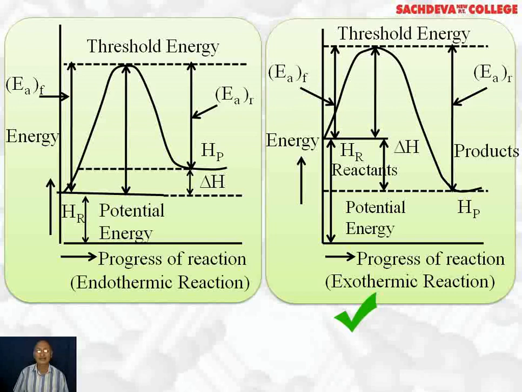The second diagram we have shown you is for exothermic reaction. Now why is it an exothermic reaction? Because HP is less than HR. EAF is activation energy for forward reaction. EAR is activation energy for reverse reaction. And delta H is enthalpy of reaction, which is equal to HP minus HR.